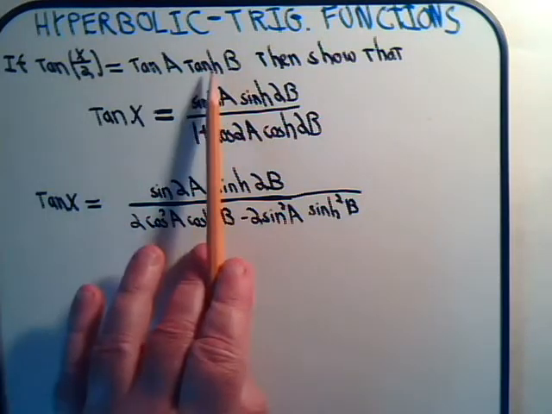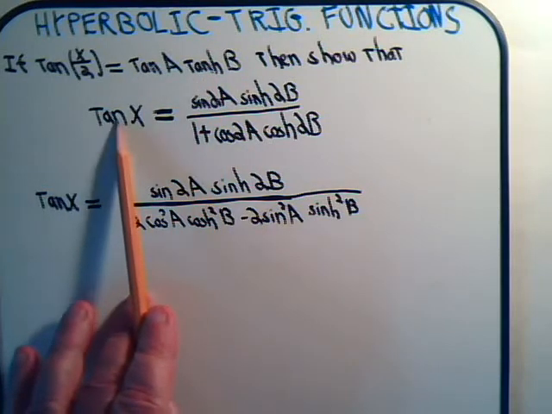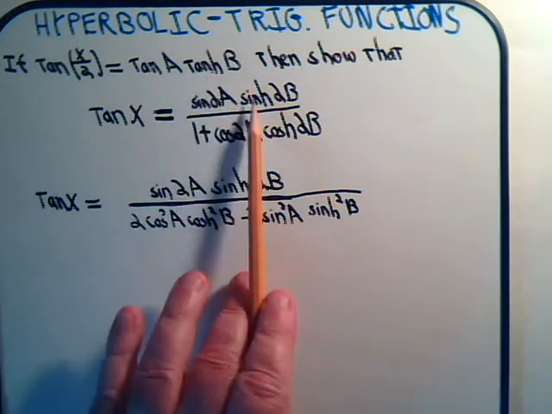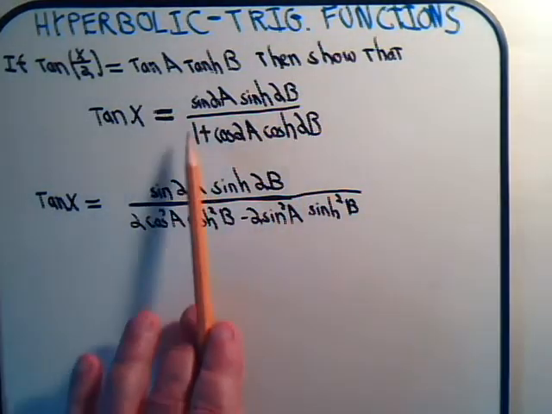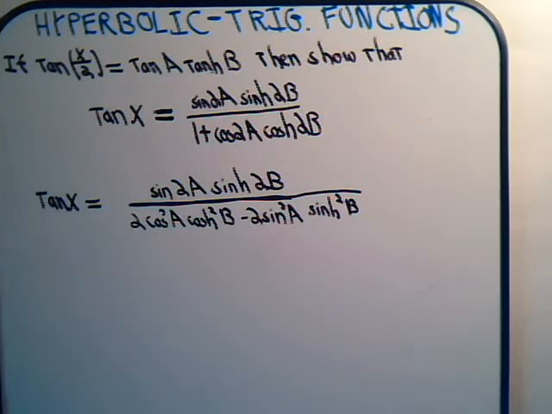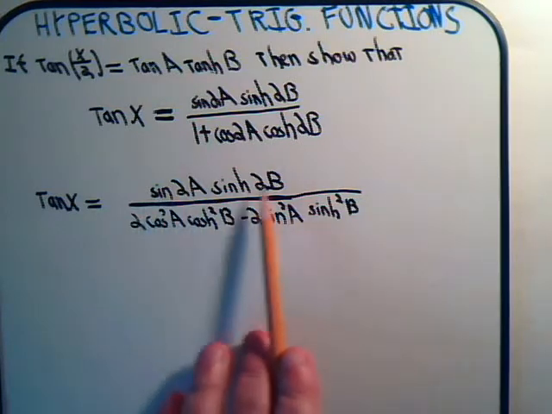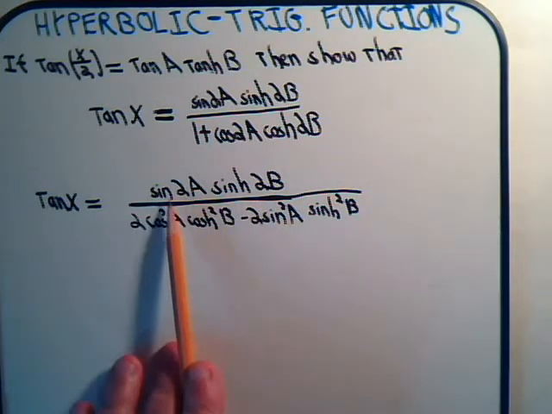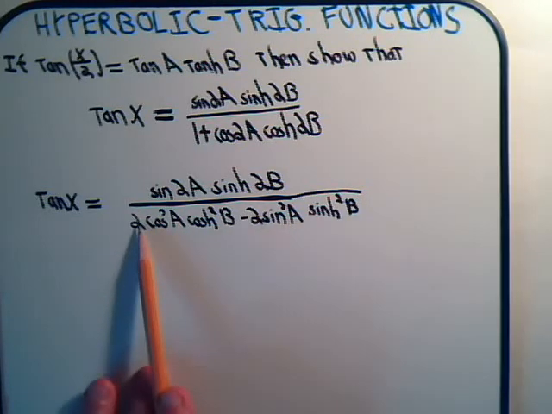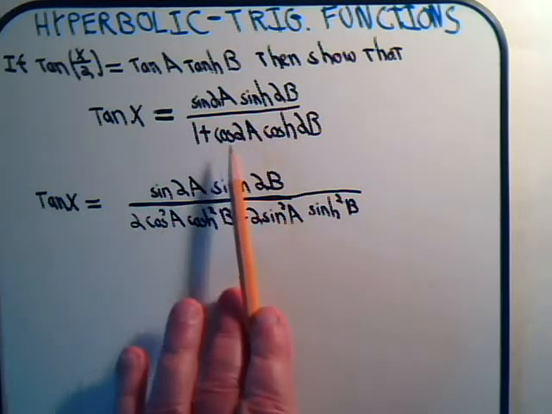If this relation is true, then we're supposed to show that the tangent of x must be equal to the sine of 2a times the hyperbolic sine of 2b divided by 1 plus the cosine of 2a times the hyperbolic cosine of 2b. And in the last video, we had done some manipulations with this problem, and it turns out that so far the numerator has fallen into place. Now this is what we had as the denominator. So now we want to work with the denominator and see if we can get it into this form.